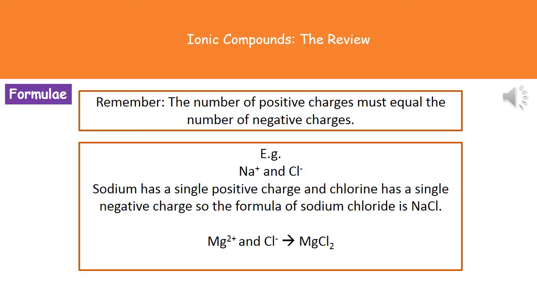If, however, we had magnesium, then magnesium has two positive charges, and if we were still trying to join it with chlorine, which has one negative charge, we would end up with the formula MgCl2, because we'd need two chlorines to cancel out the two positive charges on our magnesium. So just remember to make sure that the number of positive charges is the same as the negative charges.